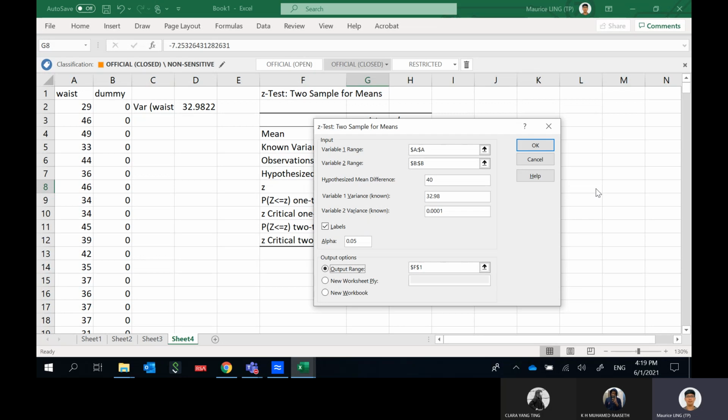Now let's put something very low. In fact, it just has to be much lower than variance 1, that's all. Even if you put 0.1, it's still okay. Just that the Z statistic comes out with a slightly different number.